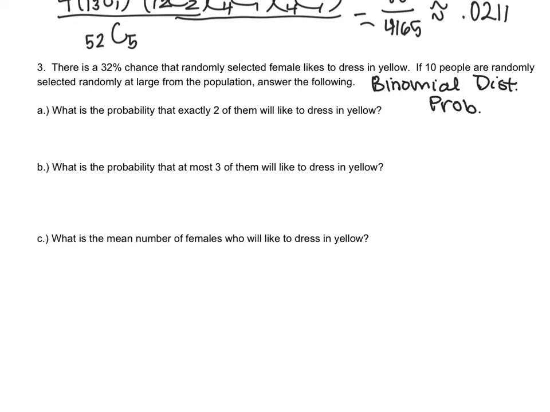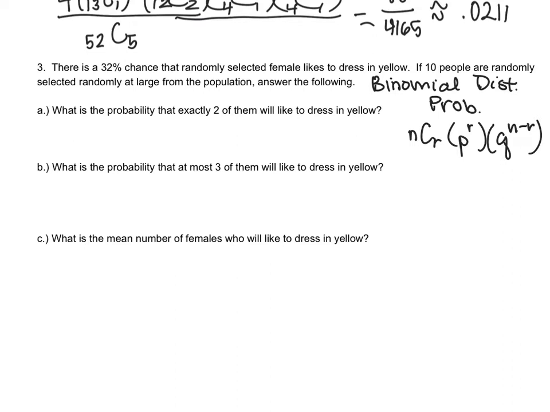So we have that there's a 32% chance that a randomly selected female likes to dress in yellow. If 10 people are randomly selected at large from the population, answer the following. So what is the probability that exactly 2 of them will like to dress in yellow? So when we're finding a probability, we use the formula N choose R times P to the R times Q to the N minus R. So N choose R comes from our different combinations that 2 people would like to dress in yellow. P is the probability of success.